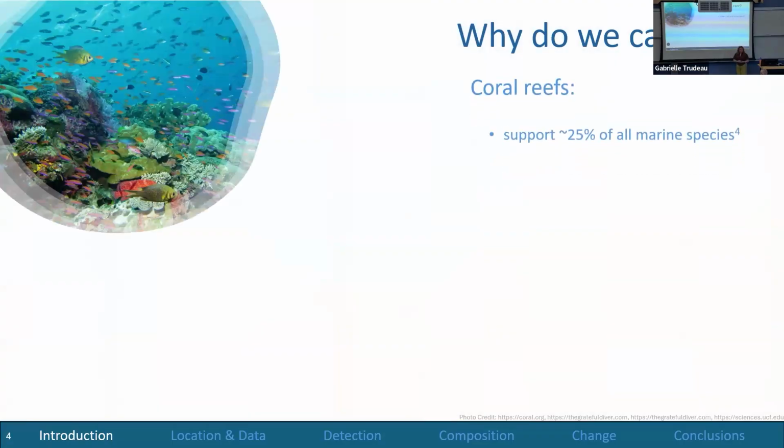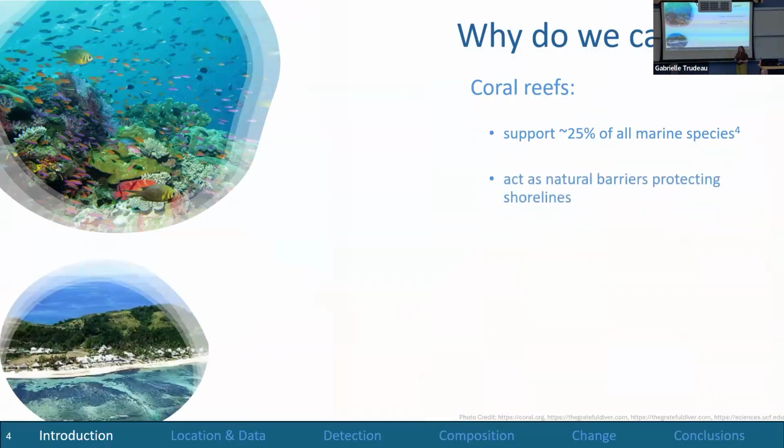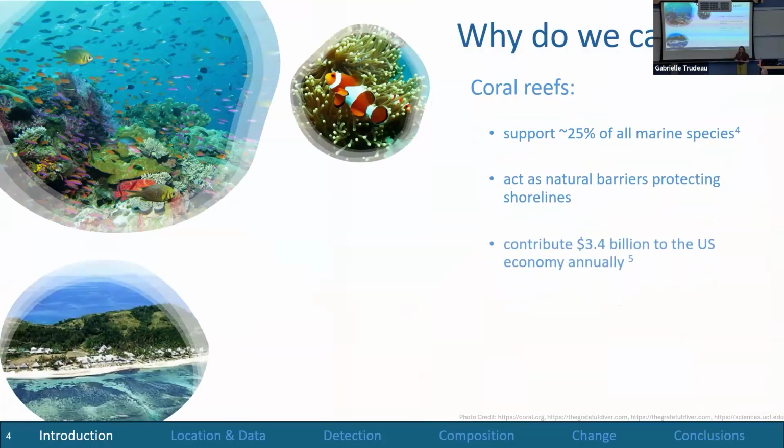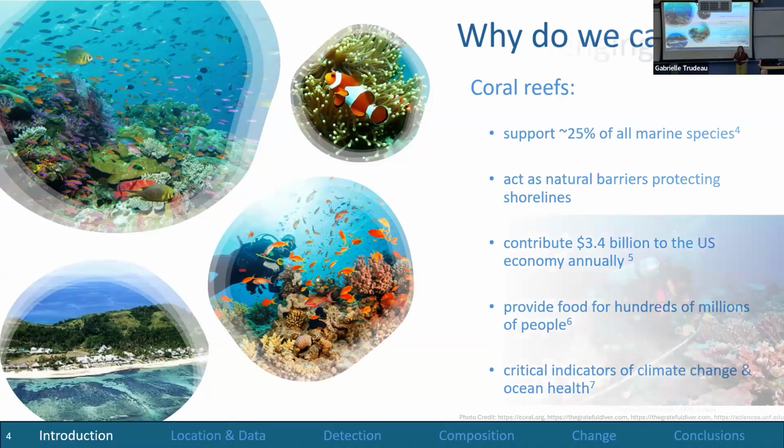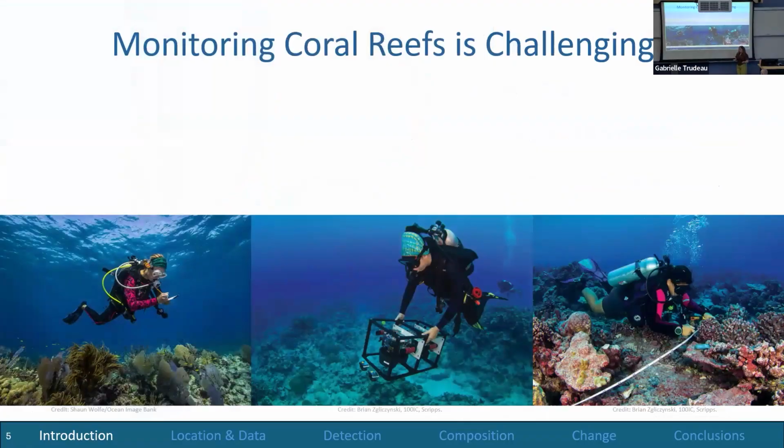But why do we care about corals? Well, for starters, coral reefs support about 25% of all marine species. They provide homes, food, protection, and they also act as natural barriers protecting our shorelines from erosion of storms, for example. They also contribute billions of dollars to the US economy alone through tourism, defense, fisheries, and along the same lines, they provide food for hundreds of millions of people around the world. Additionally, because they are incredibly sensitive to environmental changes, they end up being critical indicators of both climate change and ocean health.